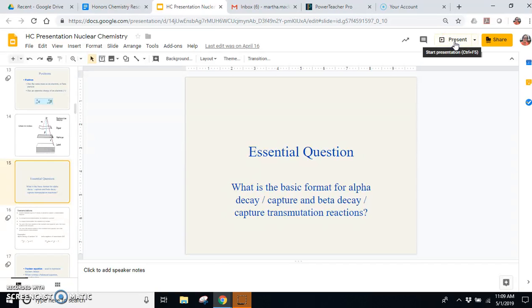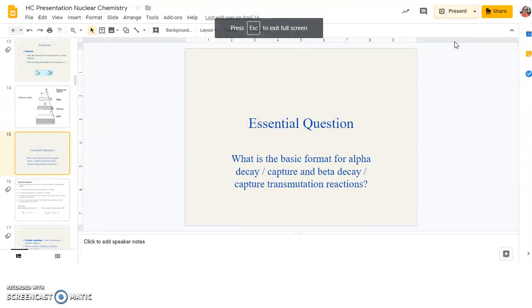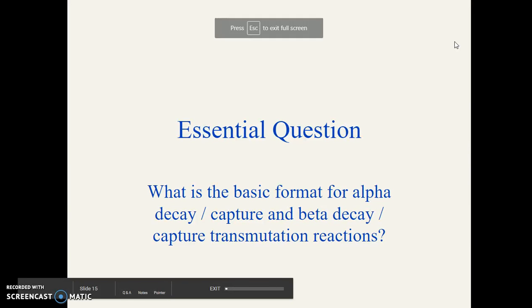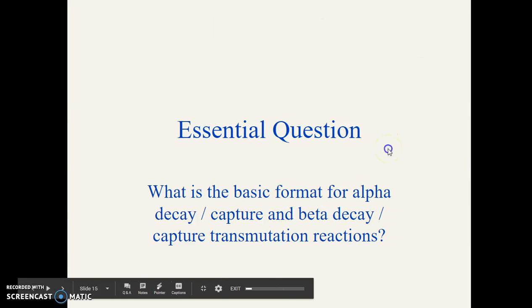Okay, so here's your next screencast for nuclear chemistry, and in this one we're going to talk about how to write the reactions for alpha decay, alpha capture, beta decay, and beta capture. So we're going to go through these actual transmutation reactions on what happens to a nucleus when it loses or gains alpha and beta particles.